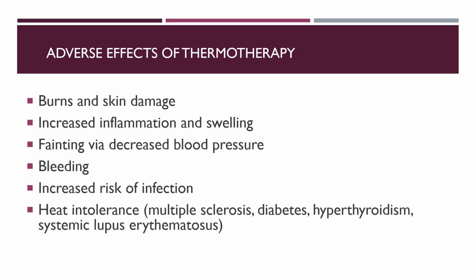Next one down, bleeding. That's why we are going to avoid placing a hot pack over any type of hemorrhaged area, purpura, things like that. Increased risk of infection is again something that we'll talk a little bit more about whenever we get into more detail with the immune system. And then these next ones are something that you really need to pay attention to. Heat intolerance. So these diagnoses specifically are ones that you need to pay attention to.